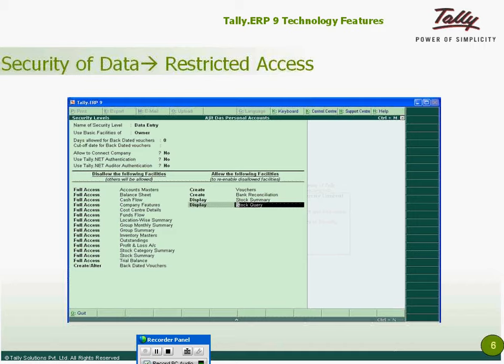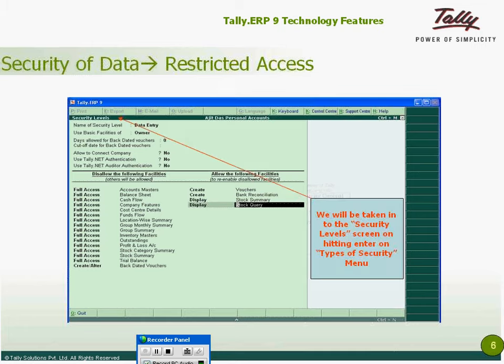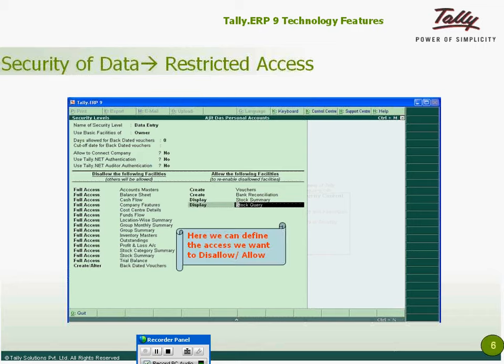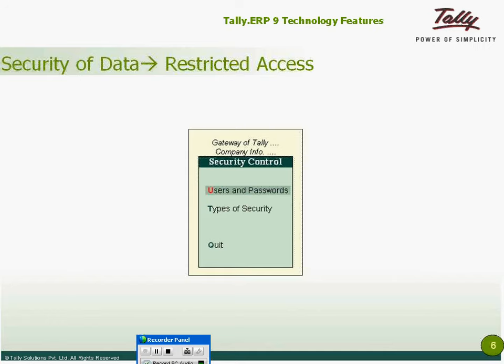Like here, there is one security level by the name data entry, who will have the basic facilities of an owner. However, when you look at the bottom part of this security level screen, you will notice that we have allowed certain reports or certain vouchers or certain type of facility for our data entry personnel. Whereas on the left hand side, we have disallowed full access to various reports and functions.